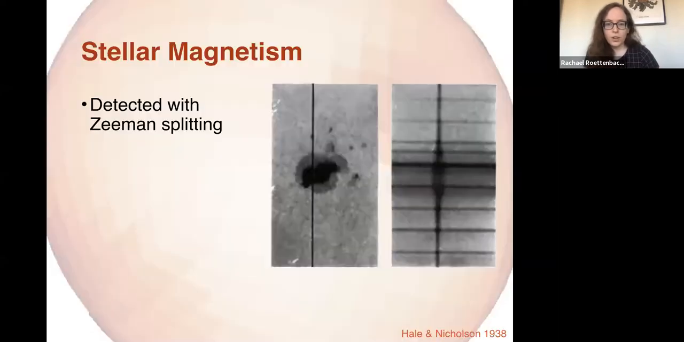So to get started, I'm going to tell you a little bit about stellar magnetism. We know that the sun is magnetic because in 1938, Hale and Nicholson decided to put a slit from a spectrograph across a big sunspot group. You can see on the left here that sunspot with the slit over it. And then on the right, you can see a little bit of splitting happening at the same region where the spot is located. And that splitting is Zeeman splitting, and we know from atomic physics that Zeeman splitting is caused by magnetic fields. So this gives us our strong suggestion that these features are magnetic.